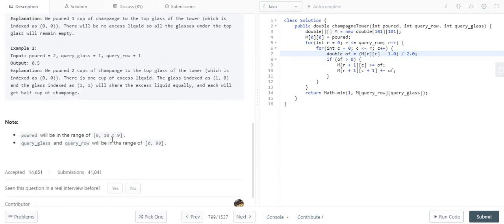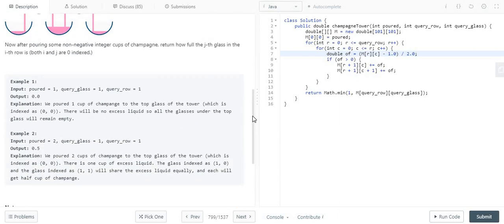The parameter is the amount we can pour into the glass, the champagne, from 0 to 10 to the power 9, that is the range. And here we are given two parameters, query glass and query row, which have a range of 0 to 99, inclusive. So basically it's a two-dimensional matrix, m by n, having the range 0 to 99.